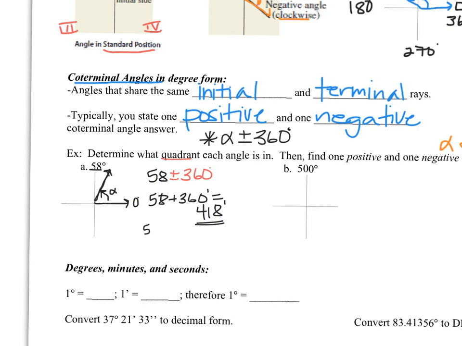If we do 58 minus 360, that will give us a negative direction, negative 302. What that means is we would go from our initial ray around in a clockwise manner to give us that same terminal side. So we came up with one positive and one negative coterminal angle. Let's try the next one.